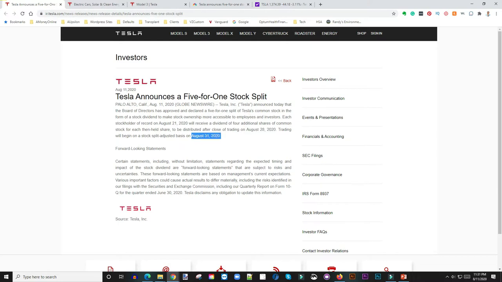So this is great news for people that were looking to get into Tesla. You're probably asking yourself, hey, what does this mean? If you see here, they mention two key things in this. They want to make the stock accessible to employees and investors.